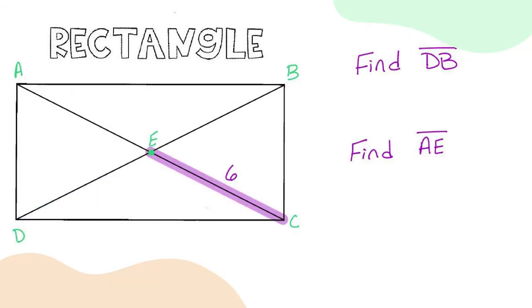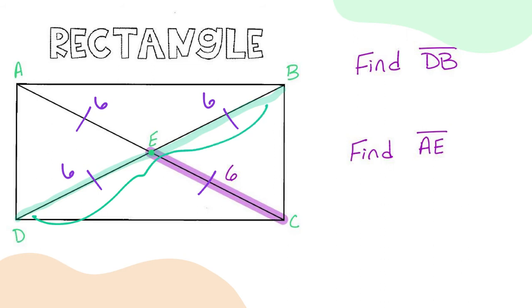Let's try the same thing again. I want to find DB. DB is this whole length here, but since I know this is a rectangle, I can say that all 4 of these parts are congruent, which means all of these are 6. So if I'm looking at this whole length here, then I'm going to say 6 plus 6 gives me 12.